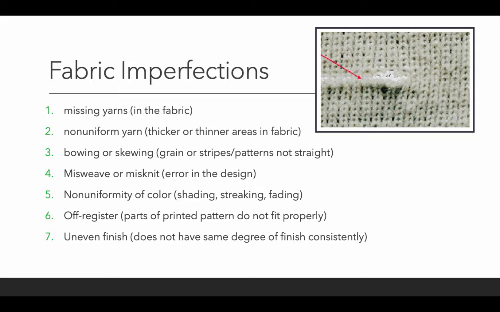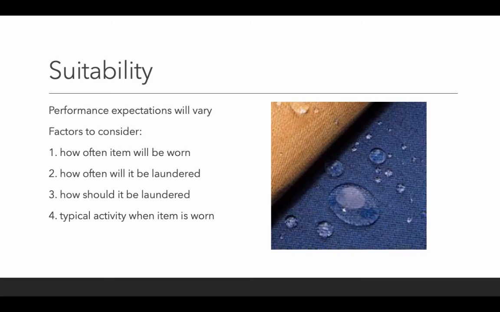Non-uniformity of color, so this is where we have shading, streaking, fading. When things are printed and they're off register, the print doesn't look right or doesn't fit properly, and uneven finishes. Sometimes the finish, whether it's because the temperature was off by a degree, or the timer was off, it was released too early, or you left it in the heat too long, for whatever reason, you have non-uniformity in the chemical finish.